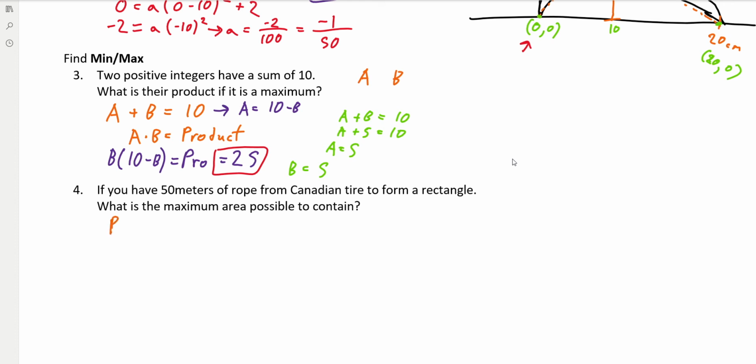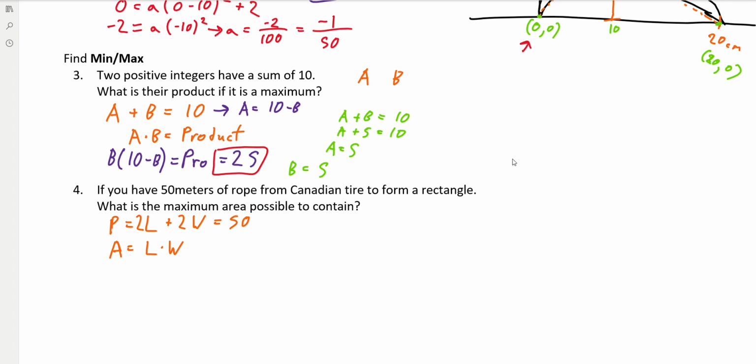The perimeter equals length times 2 plus width times 2. Area equals length times width. Okay, so now we have two different equations here, and we know that the maximum perimeter that we can have is 50, based off of the meters of rope.